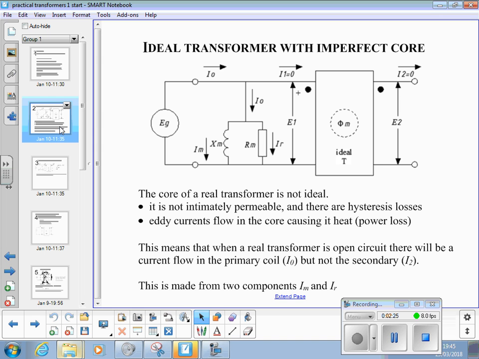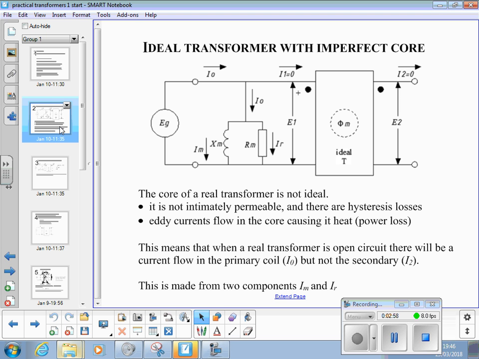That's not the case, because there's a magnetising current and a current due to the eddy current losses in the core. So the core of a real transformer is not ideal. It's not entirely permeable, and hysteresis losses and eddy currents flow. This means when a real transformer is open circuit, there will be a current flow in the primary coil called I0, but not in the secondary, I2.